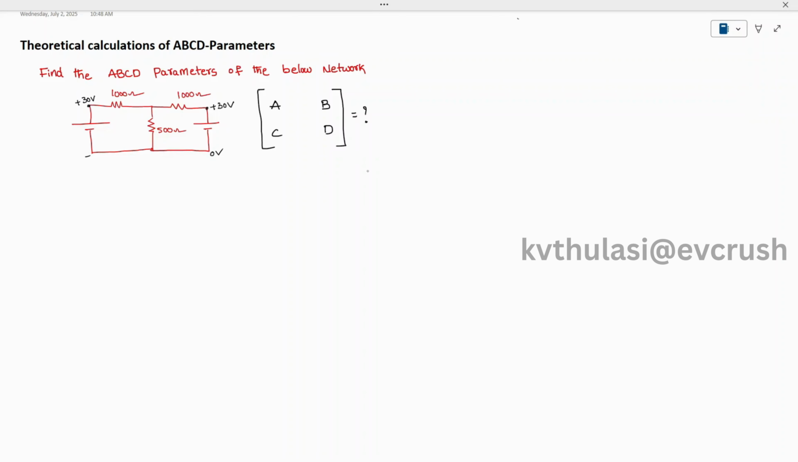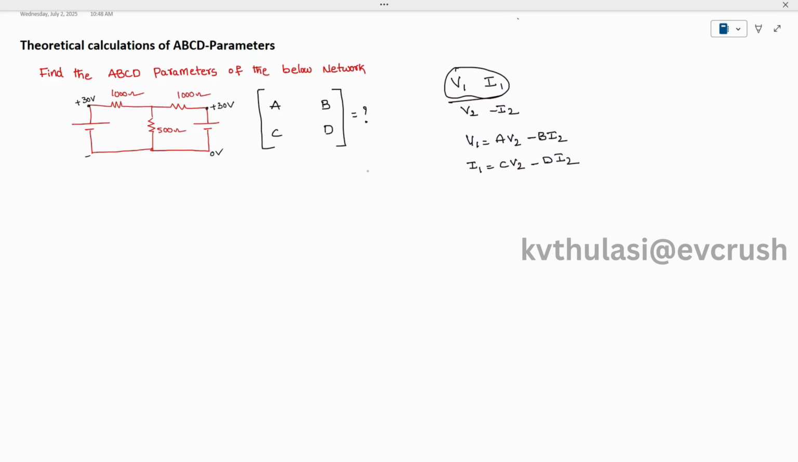How to write down the ABCD parameters: we have V1 as well as I1, and the output port voltage as V2 and minus I2. Now we need to express V1 and I1 in terms of V2 and I2. Therefore, V1 is equal to A V2 minus B into I2. Second, I1 is equal to C V2 minus D into I2. So these are the two equations we have.